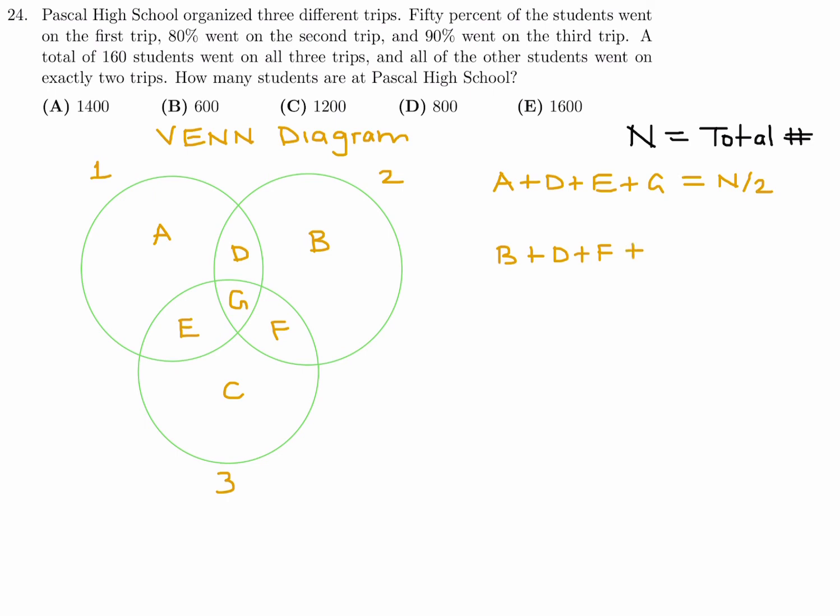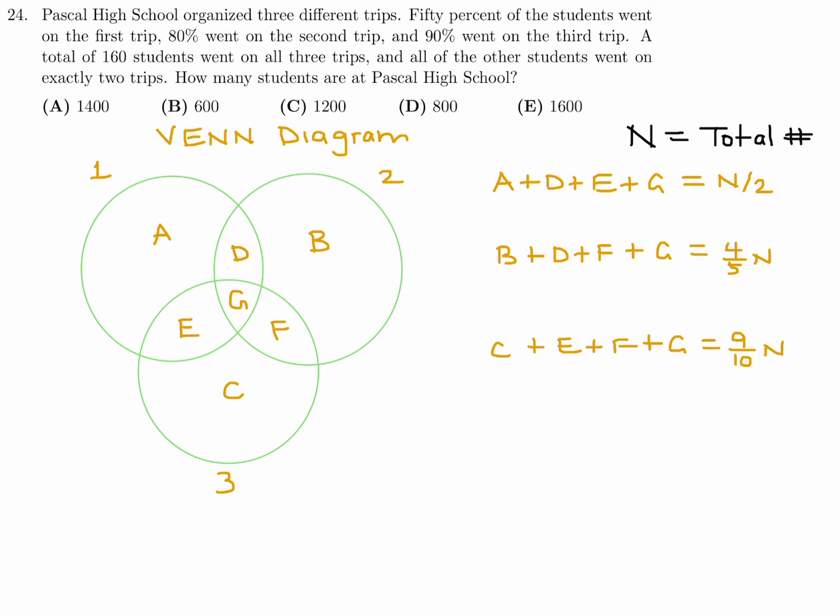F plus G, sorry. That's how many students went on the second trip, and that is 80%, so that's 4 over 5 times n. And then the third trip is C plus E plus F plus G, and that's 90%, so 9 over 10n. Okay, so far no tricks, just straightforward.